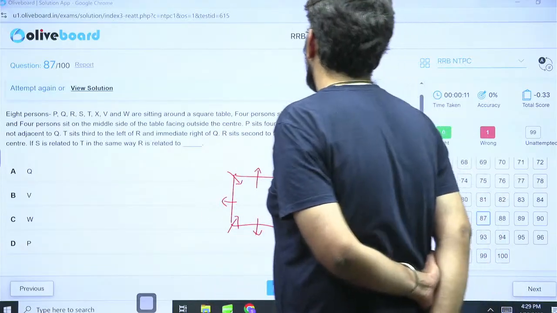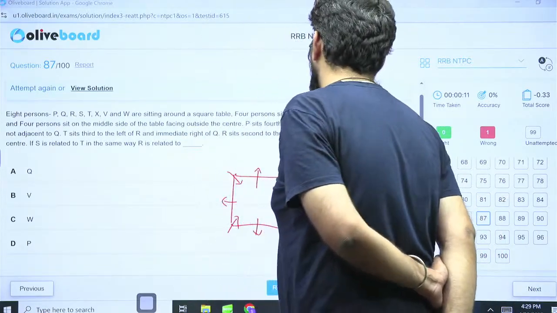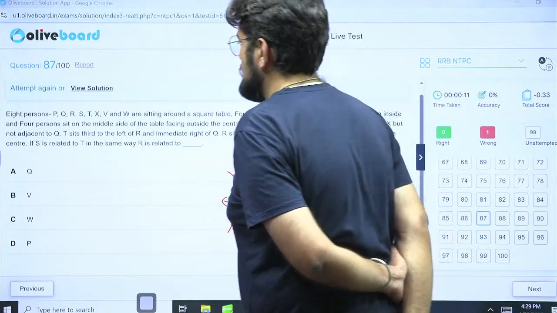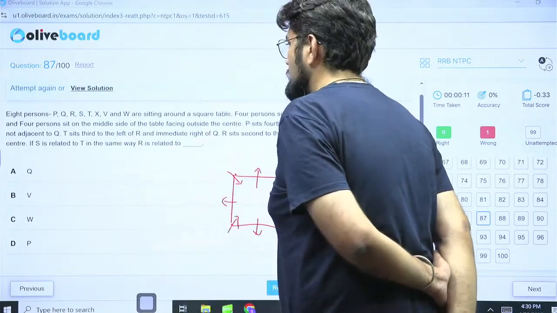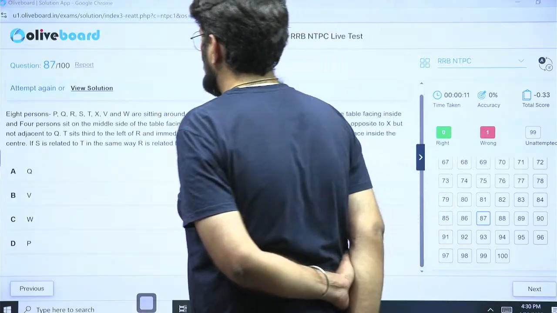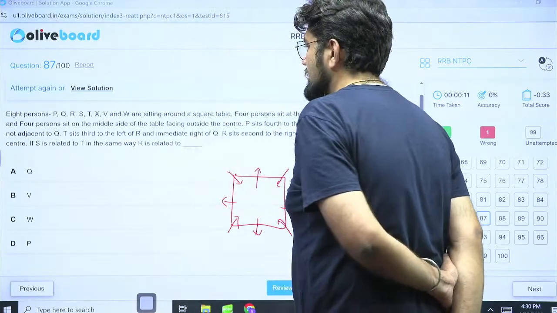Now P sits 4 to the left of V. We don't know where it is, so let's not start. W sits opposite to X but not adjacent to Q. T sits third to the left of R and immediate right of Q. R sits second to the right of V, side of the center. If S is related to T in the same way, R is related to... Okay. Q does not face the inside of the center.